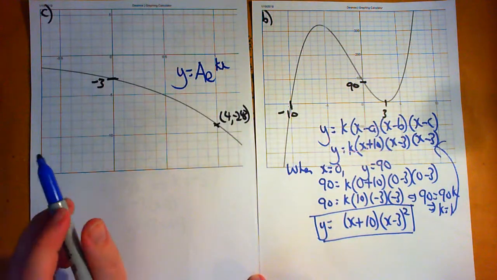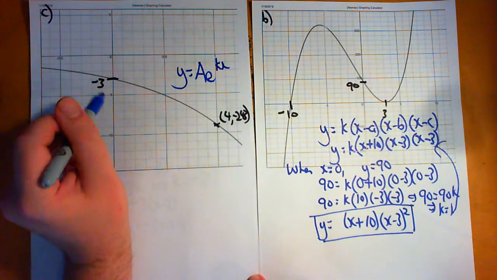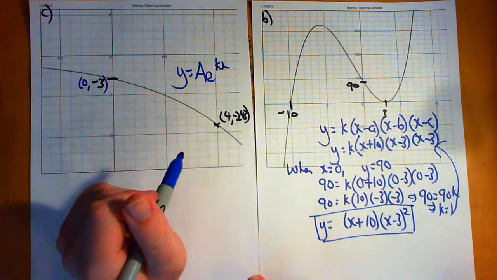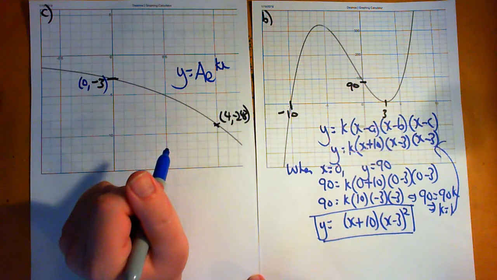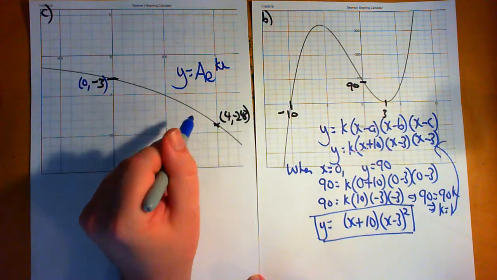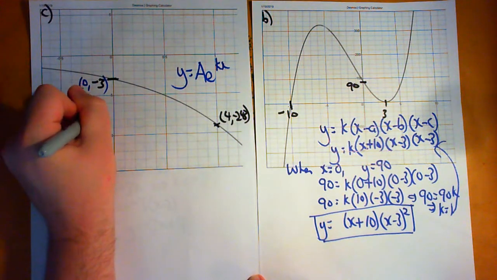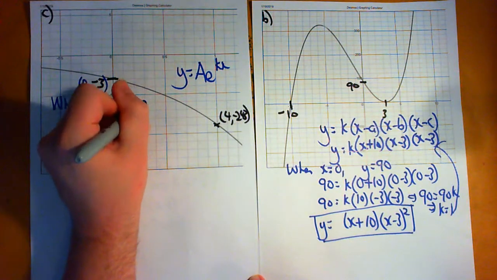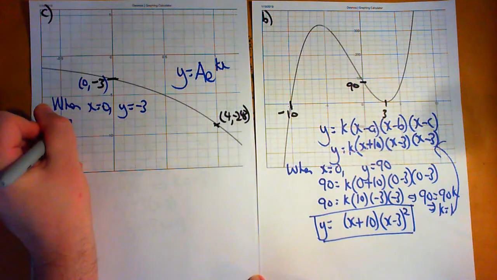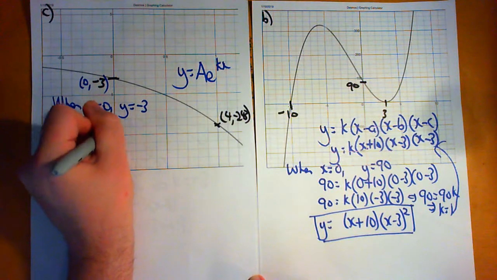We know two points that it goes through. It's got a y-intercept of negative 3, so it goes through the point (0, negative 3), and it also goes through the point (4, negative 243). So let's substitute the two points in. So when x equals 0, y equals negative 3, and therefore if we substitute that in, we get negative 3 equals a e to the k times 0.